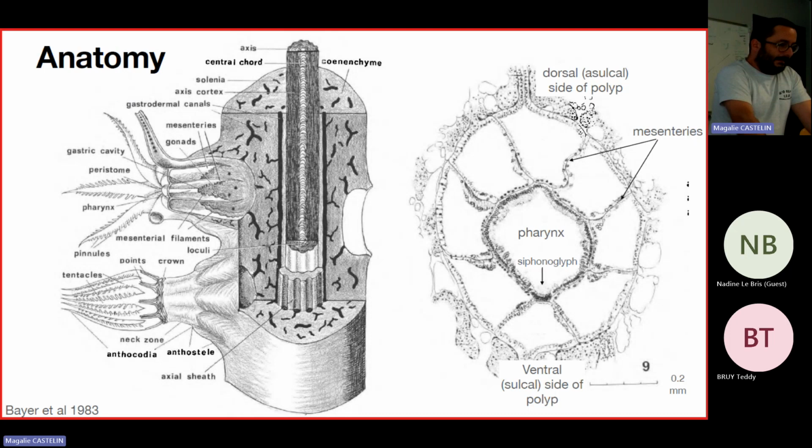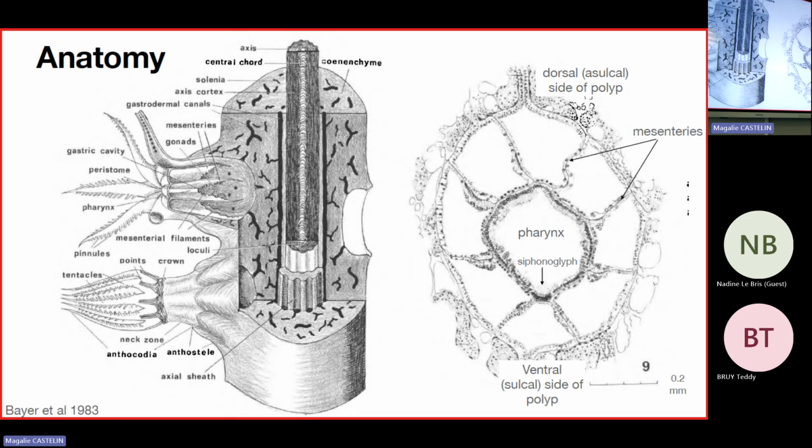So when you look at an octocoral, of course, you have polyps with eight pinnate tentacles, and they are organized as a colony. There is one non-colonial octocoral, Taiaroa. We're going to talk about it, but all the other ones are colonial. And here is one polyp. Here is another one, and this is a cross section of a polyp that is done about here, in the neck zone.